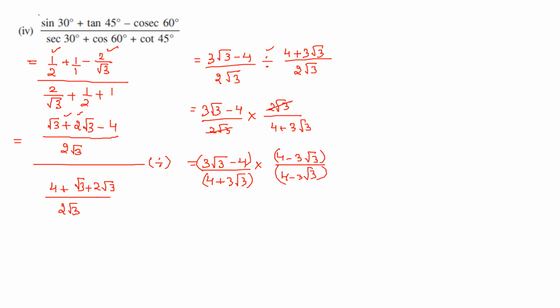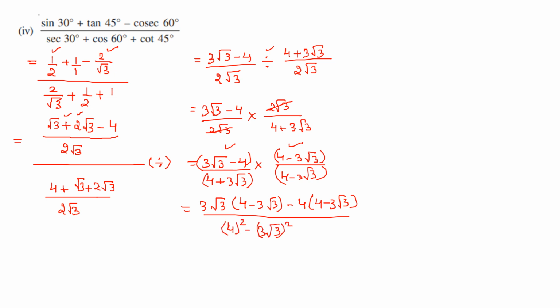Okay. Now next, multiply these two, like you have studied in the algebraic expression chapter, right? How to multiply two binomials, the same method you have to follow. So first take 3 root 3 and multiply with 4 minus 3 root 3. Then minus 4, multiply with again 4 minus 3 root 3. In the denominator, you see it is in the form of a plus b, a minus b. So it will be a square, which is 4 square, minus b square, which is 3 root 3 whole square.